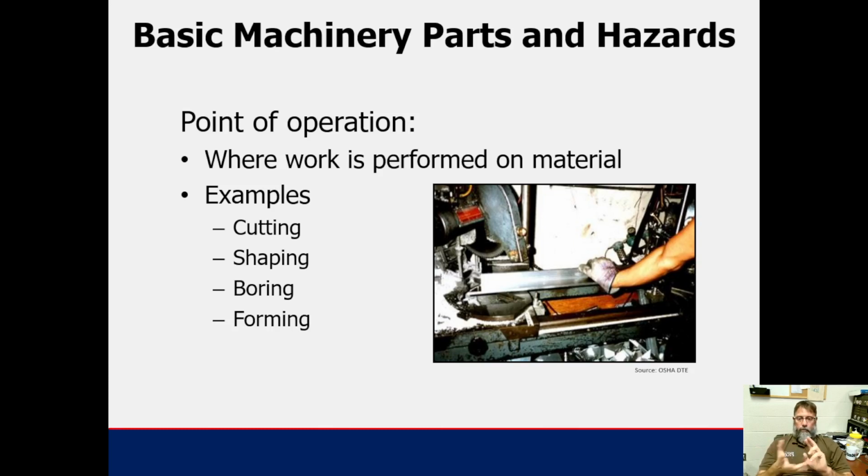Point of operation, that's where the work is performed. Okay, so you have the cutting, the shaping, the boring, the forming. If you're here in the machine shop, it's where that cutting tool is actually performing that operation. If you work in a punch press factory, it's where the punch press is making contact with the material itself. Woodworking, for example, it's where the saw blade is actually making contact with the wood.